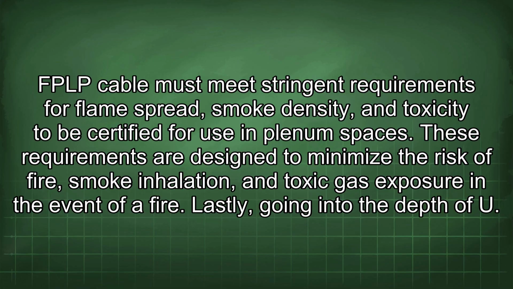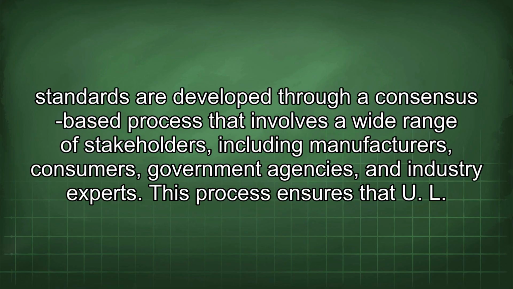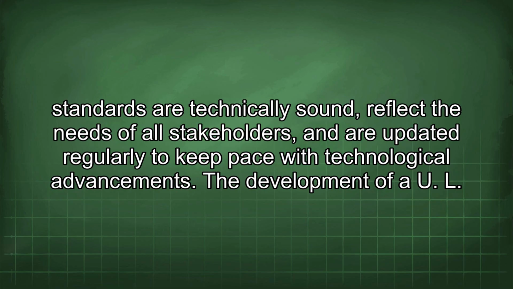Lastly, going into the depth of UL's standard development process, it's important to recognize the stakeholders involved and the rigor applied. UL standards are developed through a consensus-based process that involves a wide range of stakeholders, including manufacturers, consumers, government agencies, and industry experts. This process ensures that UL standards are technically sound, reflect the needs of all stakeholders, and are updated regularly to keep pace with technological advancements.